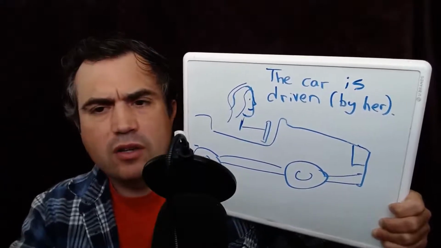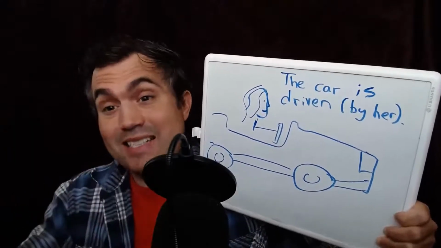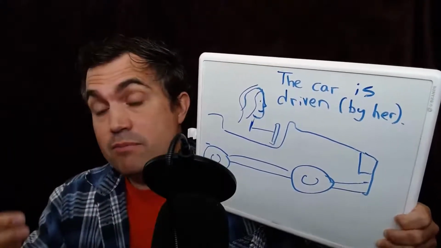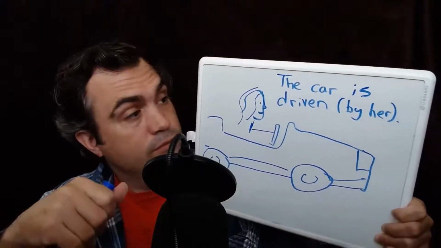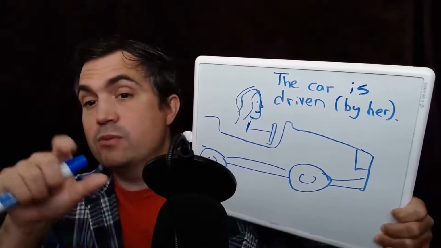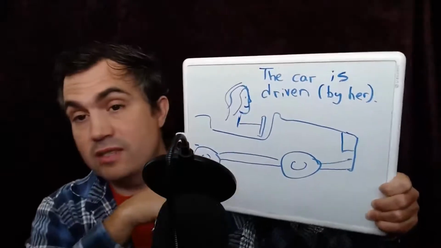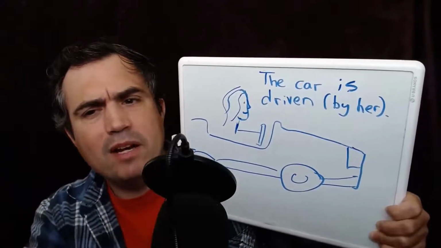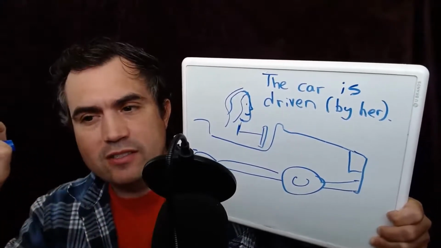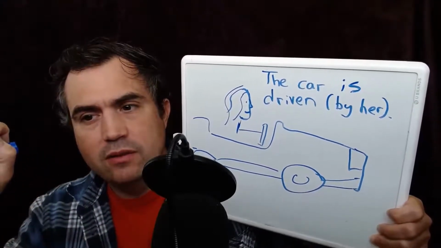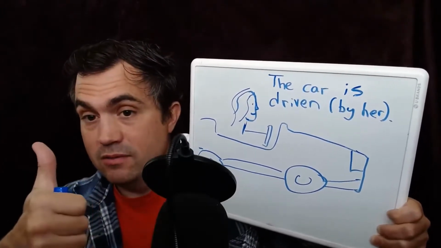Something happens to the car, right? In the active voice, the subject does the action, and the object receives the action, right? So in the passive voice, we take the object, in this case the car, and we put it in the position of the subject, and we say, what is happening to it? Not what is it doing? What is happening to it? Right? That's active and passive voice. Understand?